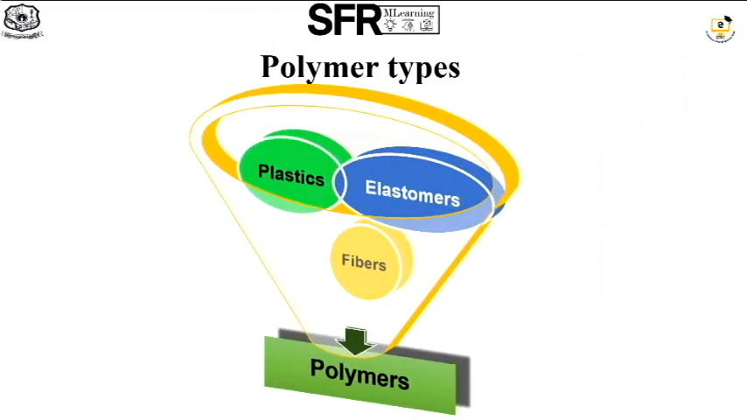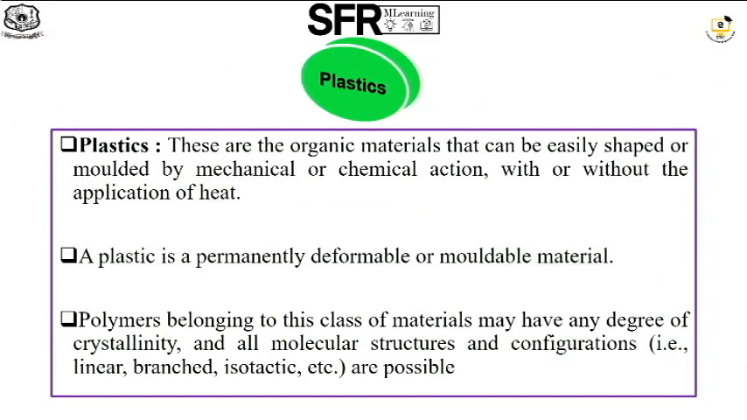Next, we can see classification of polymers. The first one is plastics, the second one is elastomers and the third one is fibers. First we see about plastics. Plastics are organic materials that can be easily shaped or molded by mechanical or chemical action, with or without the application of heat. A plastic is a permanently deformable material. Polymers belonging to this class of materials may have any degree of crystallinity, and all polymer structures and configurations are possible. Plastic polymers may further be classified as thermoplastic or thermosetting, which we will see later.